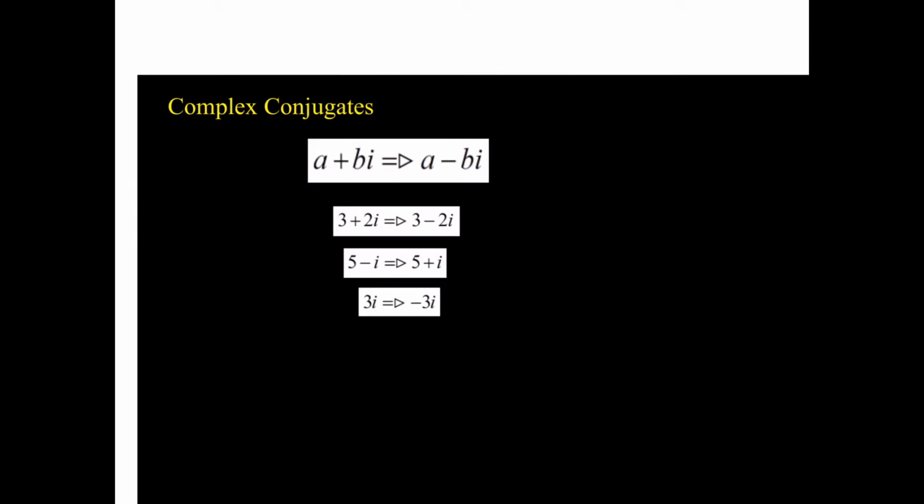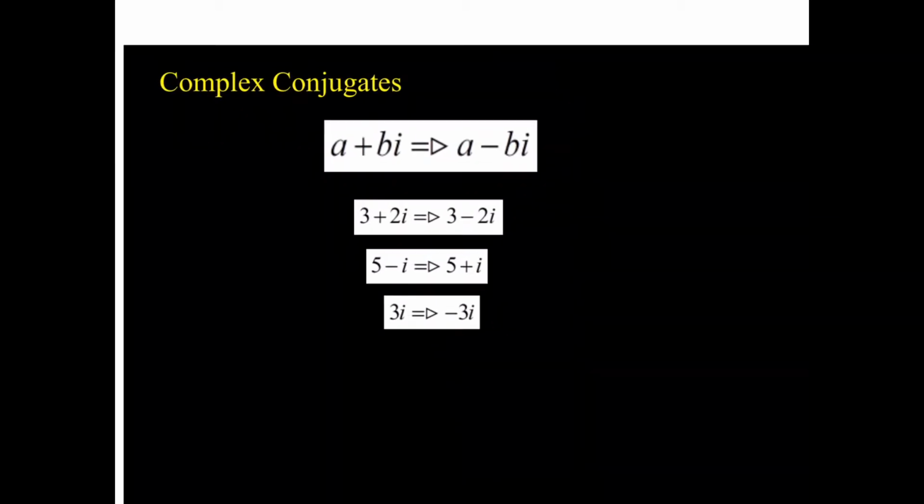So if the complex number is in the form a plus bi, its complex conjugate is then a minus bi. So you keep the numbers the same and you just change the symbol in between them. A couple other exact examples instead of just generically, algebraically. We have 3 plus 2i, so its complex conjugate would be 3 minus 2i. If we had 5 minus i, its complex conjugate would then be 5 plus i. And if we had just 3i, that's just like 0 plus 3i, so its complex conjugate would be 0 minus 3i, which could be looked at as just negative 3i.